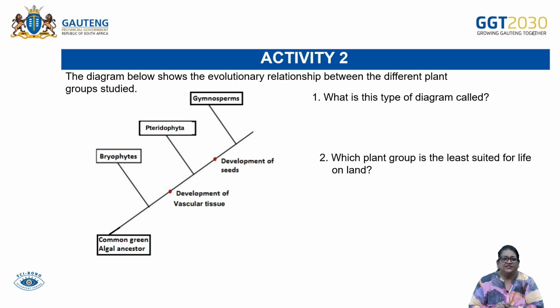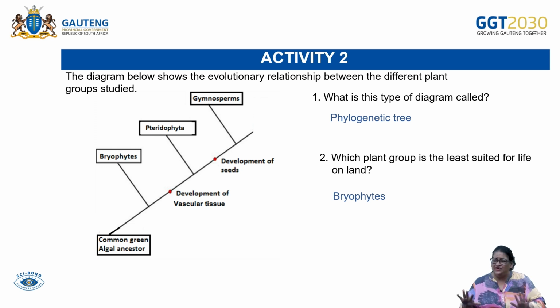If you look at this activity here, this is what diagram? A phylogenetic tree. Which plant group is the least suited for life on land? It's going to be the algae, because algae depends on water. So let us see. This is the phylogenetic tree, and the ones least suited for life on land will be your bryophytes and also your ancestral algae. Why your bryophytes first? Because they need water. So it's least suited for life on land.